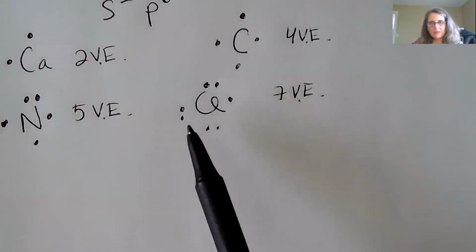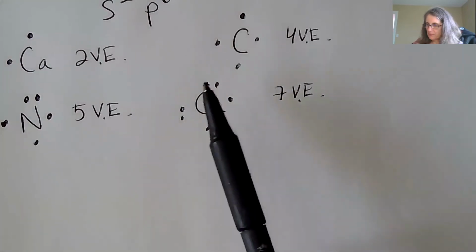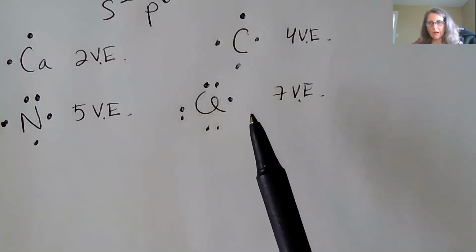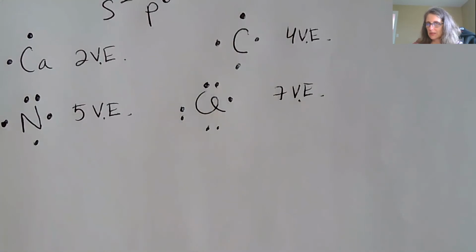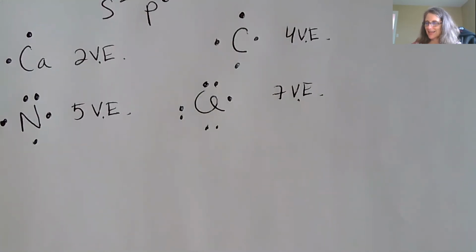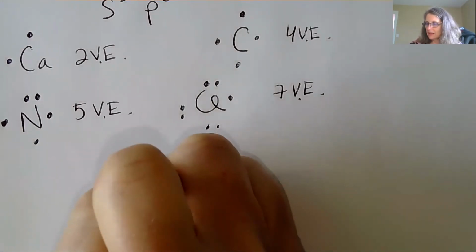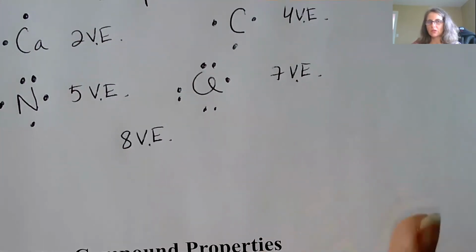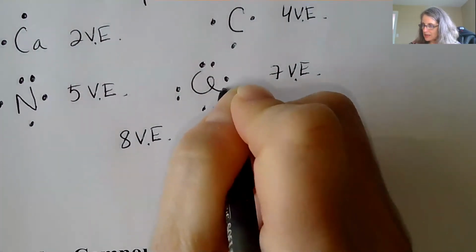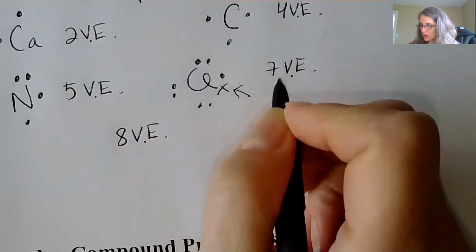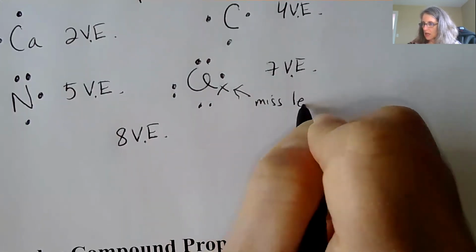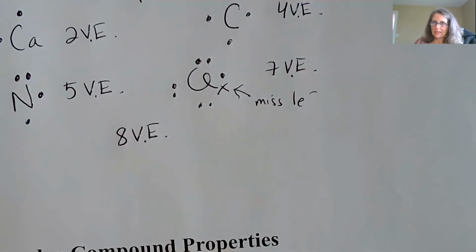So maybe it's occurring to you that there's a magic number. Okay, the magic number, as I talked about before, is called the octet. So I want 8 valence electrons around everything as much as possible. So chlorine is essentially missing 1 electron, and then it would complete its octet. So the magic number is 8.